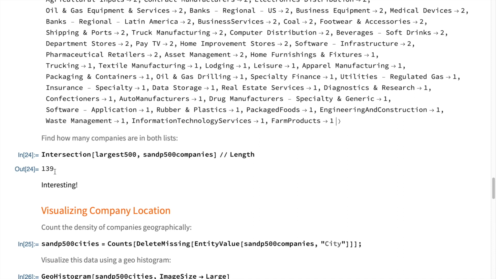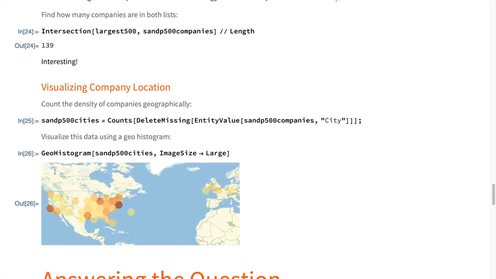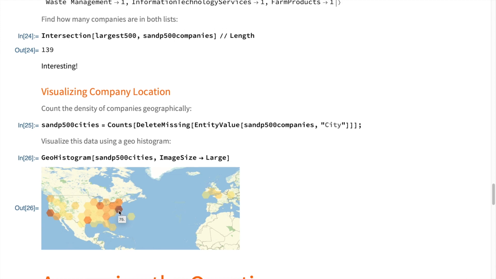We visualize the location of the top 10,000 companies in terms of revenue, but what about the S&P? What I did here is set up a new variable in which I tally up the cities of the companies in the S&P. I then proceeded to plot it using a geohistogram, which shows that the overwhelming majority of companies are centered in the United States, specifically the Northeast.